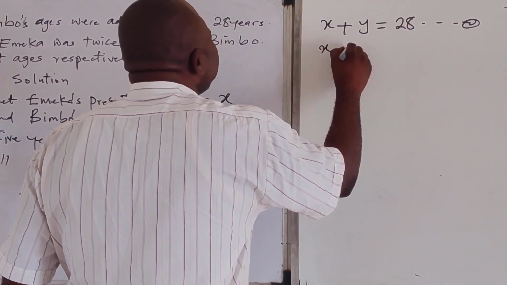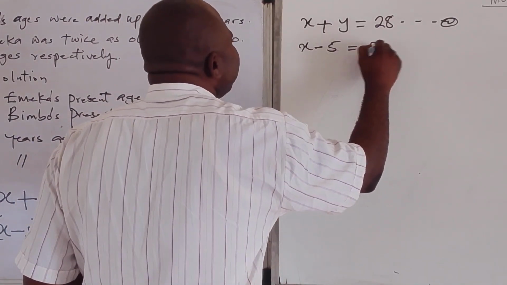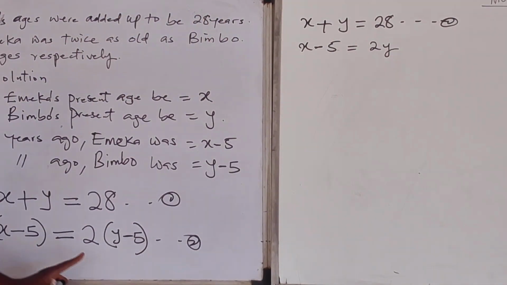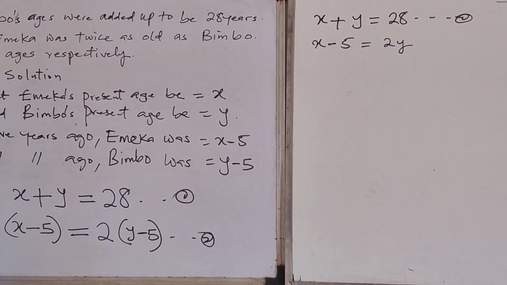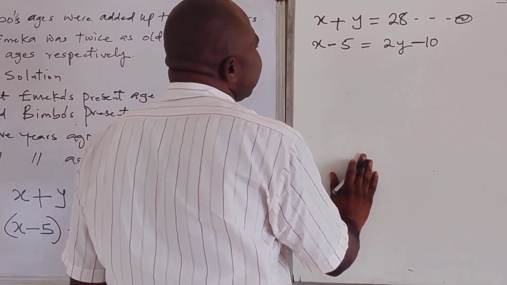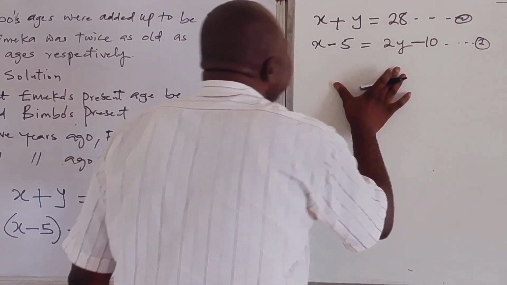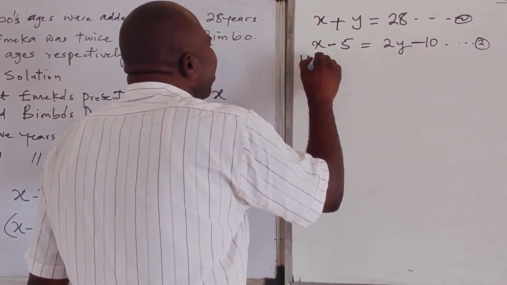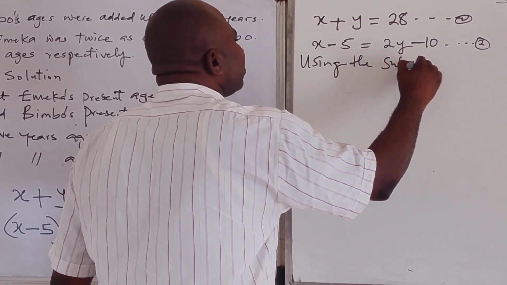Here we have x minus 5 will be equal to 2 times y is 2y. Yes, 2 times y is 2y. 2 times minus 5 is minus 10. Yes, 2 times 5 is minus 10. So let's call this equation 2. So it means in this case, now let's use the substitution method.